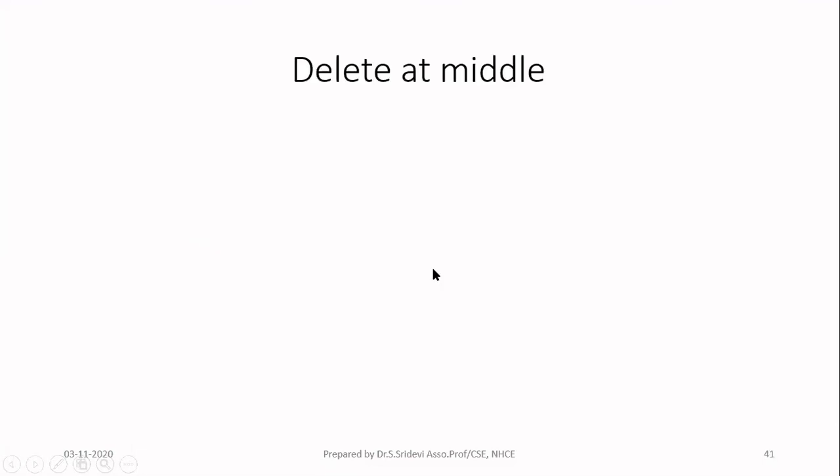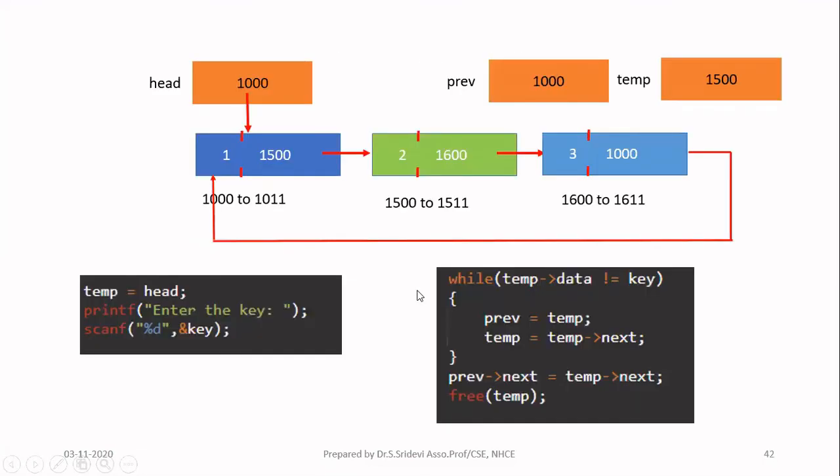Now, let us focus on delete at the middle. In delete at the middle, you are going to delete a node whose value is entered by the user. Middle means you don't know what data you want to delete. There may be so many middle values. So you will say that I want to delete the node whose value is equal to 2. This 2 you will give from the keyboard.